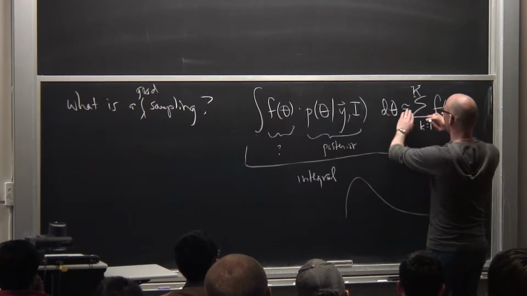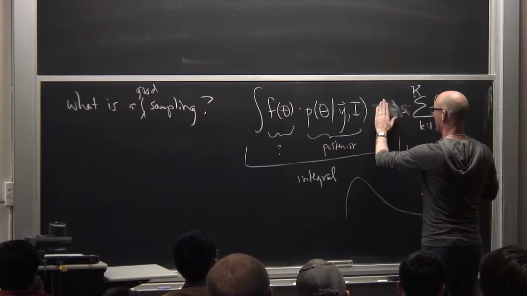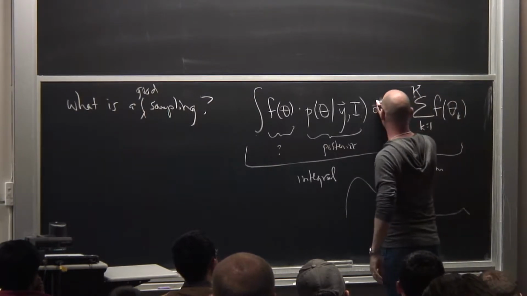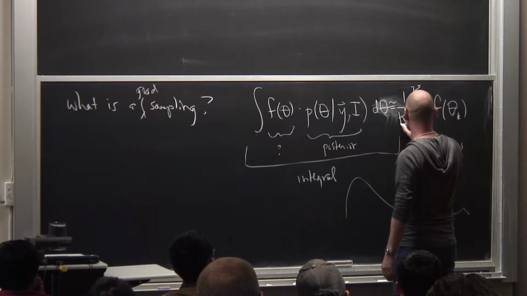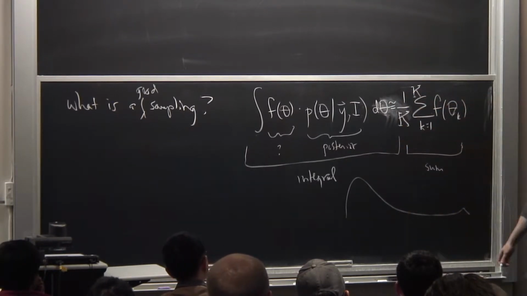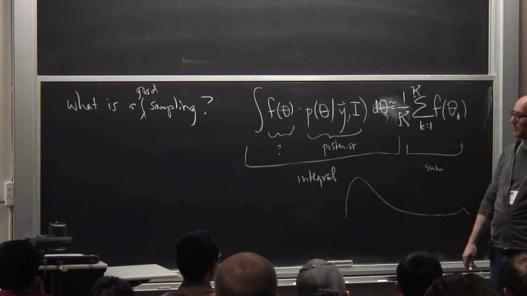Oops, sorry, I meant to do 1 over k. Thank you. That's an error on the board. It's an average over the samples.